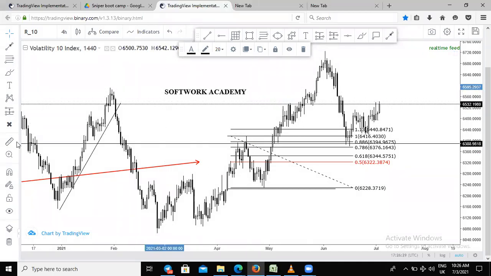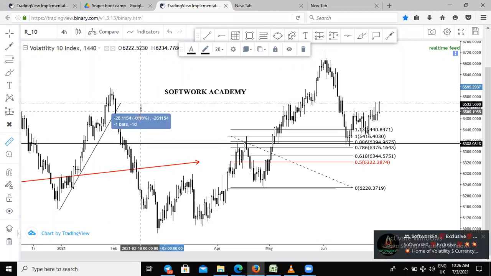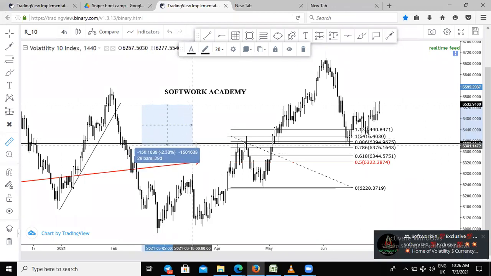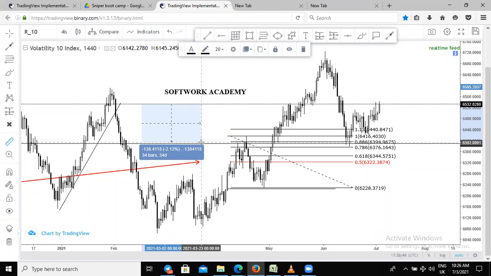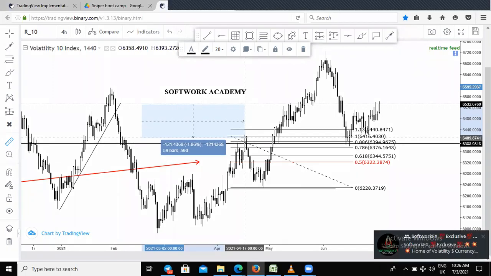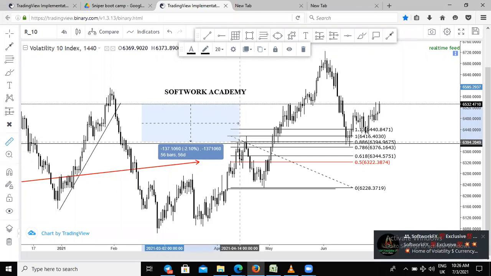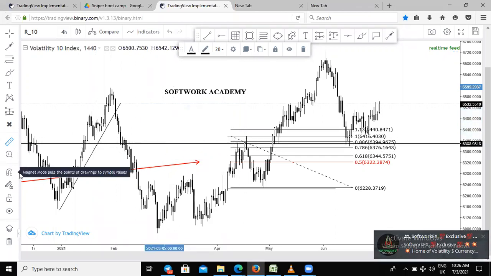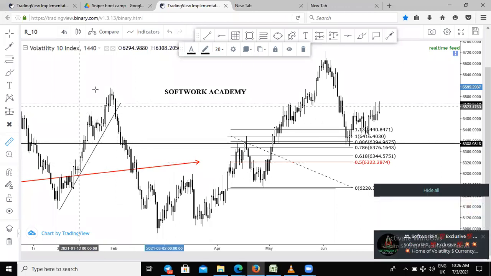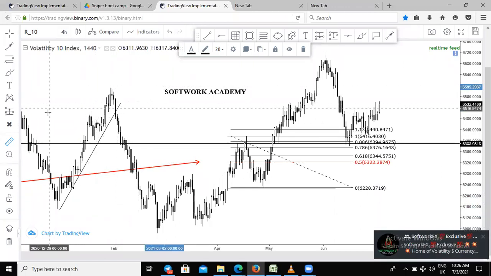Now, just like how we discovered this in the standard TradingView, we can also use this to measure pips. Do you understand what I'm saying? We can use this to measure pips. Look at this, 138. Are we seeing this? 144. Are we seeing that, 121, like that? So that is how it looks like. That's how we count pips in the volatility markets.